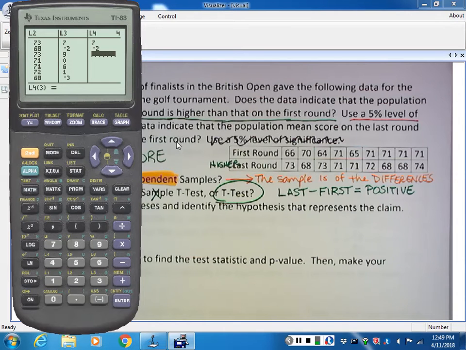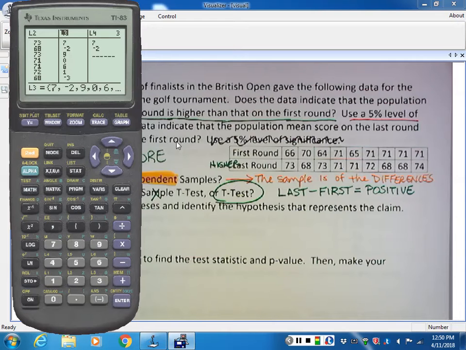Yes, Lisa? I got an error when I tried to do that. Are you sitting up on top of L3 or are you sitting in L3? Oh, I was sitting in it. Okay, you have to be sitting on top of it. You have to actually have your cursor sitting on top of the list name.